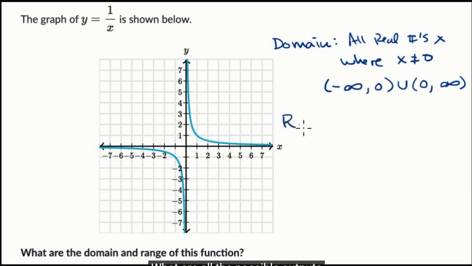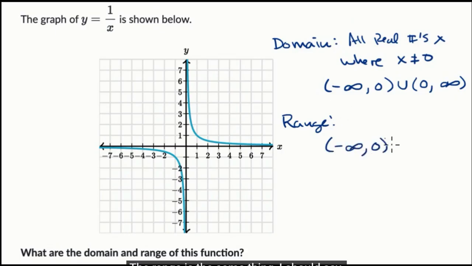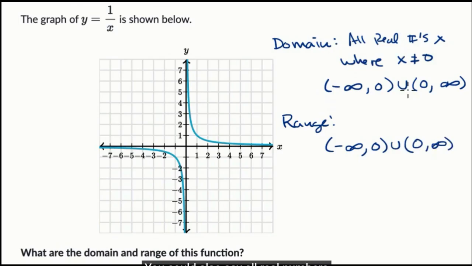Now what about the range? What are all the possible outputs I could get out of this function? All the possible values for y, at least the way that it's defined there. Well, we're going to have a similar situation. Y can take on any value, except it can never quite be equal to 0. As x gets really, really positive or really, really negative, y approaches 0, but it never quite gets there. So it's actually going to be the same thing. You could go anywhere from negative infinity to 0. The range is the same thing, I should say. Union, you could go from 0 to positive infinity. You could also say all real numbers where y, or where f of x, does not equal 0.